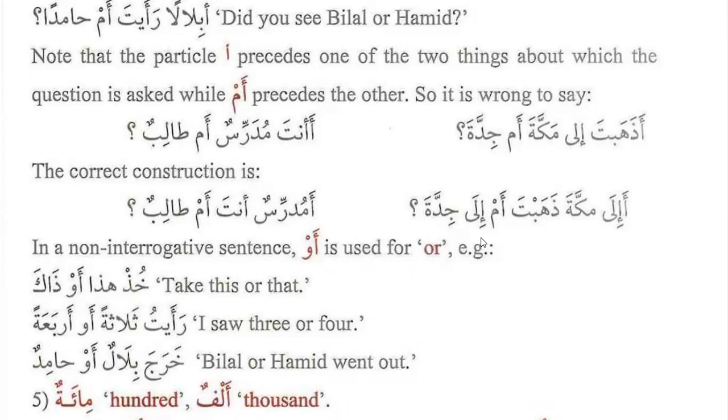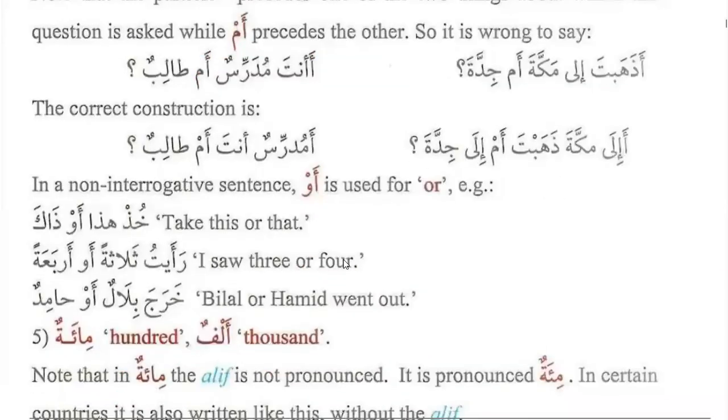What are they telling you here? If it is a non-interrogative sentence, there is no question. So we use "aw" for "or". And if it is a question, then what will you use? So the meaning of "am" and "aw" is the same. "Am" is used in questions and "aw" is used in non-questions, in simple sentences and negative sentences. Okay. So for questioning, the word "am" is used, and for other sentences we use "aw", the meaning is the same.